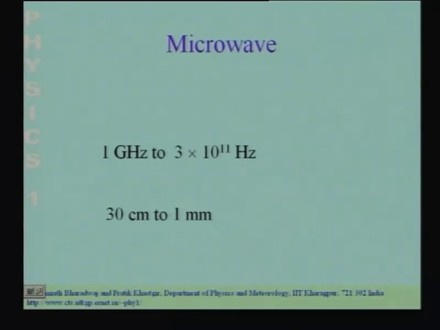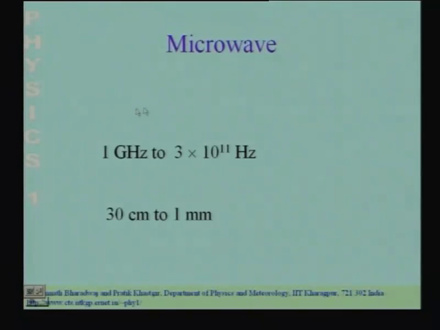The next part of the spectrum, from 1 gigahertz to 3 into 10 to the power 11 hertz, is referred to as microwave. Now, a point which you should remember is that I am giving you names for different frequency bands. What I am telling you is that this frequency range to this frequency range is called something. Here I am telling you that 1 gigahertz to 3 into 10 to the power 11 hertz is referred to as microwave.